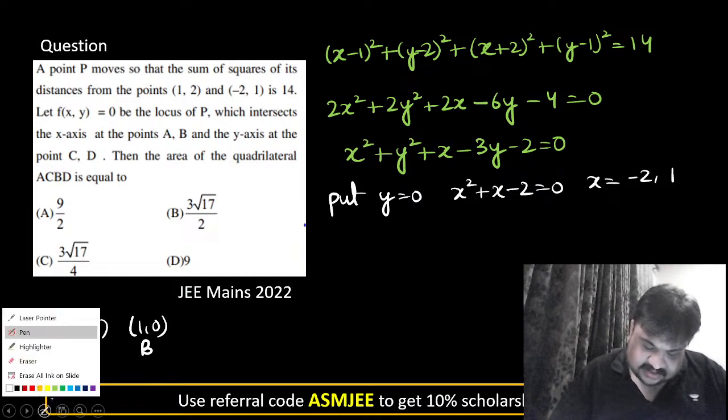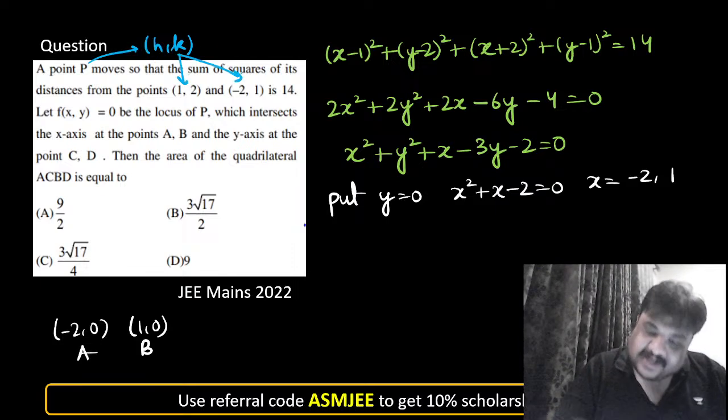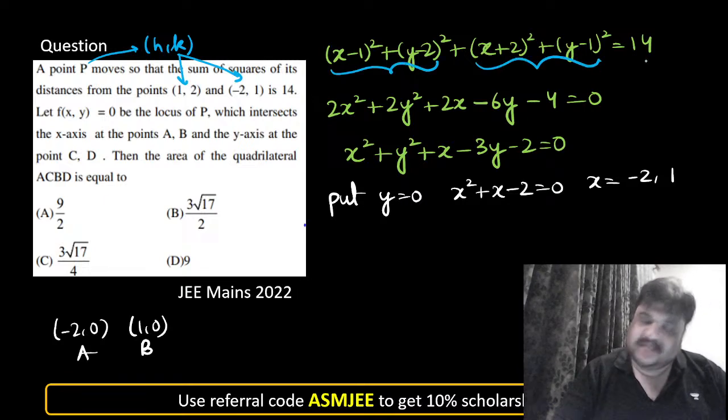How did I write this? It's so easy. Let the point P be (h, k). So the sum of squares of its distances: the square of the distance of (h, k) from (1, 2) plus the square of the distance of (h, k) from (-2, 1). The addition of the two squares is 14.